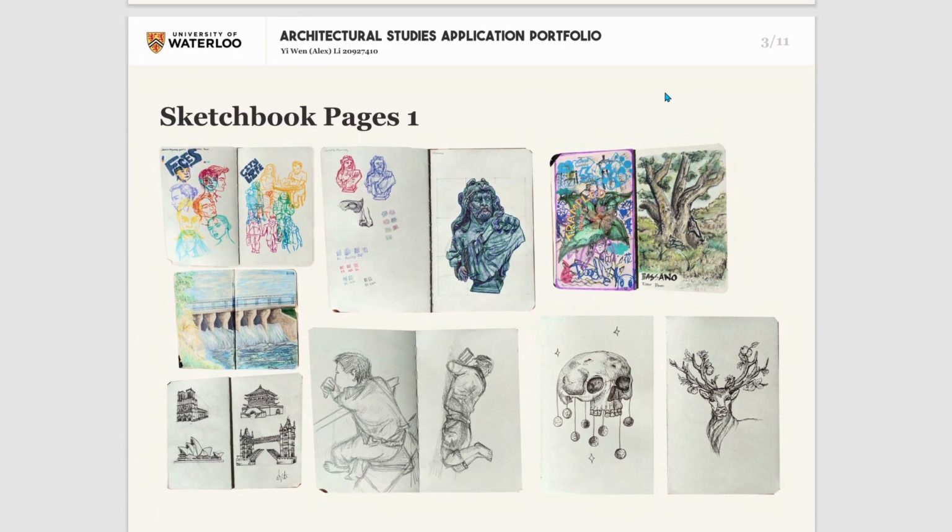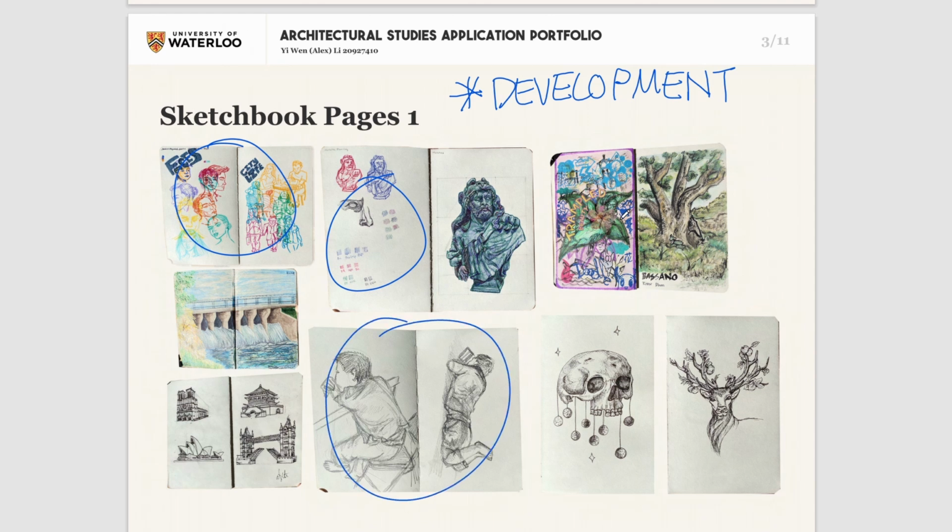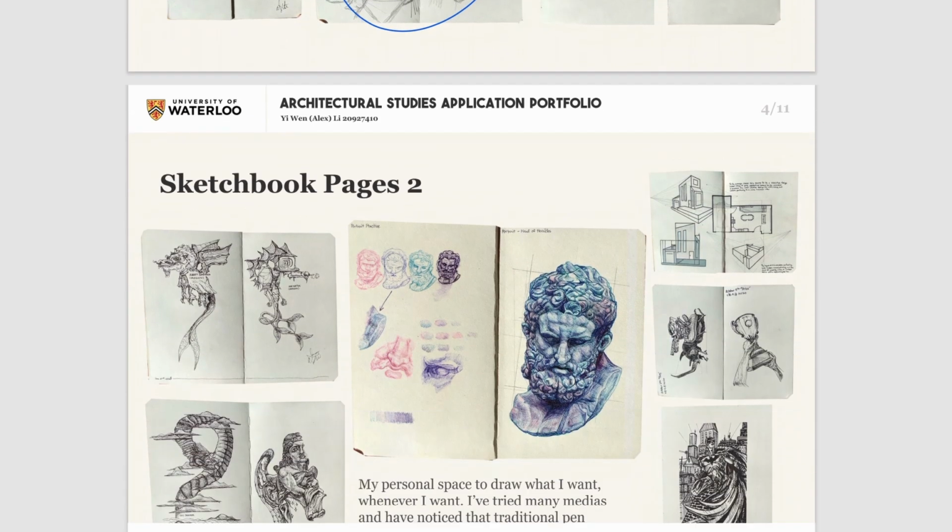Now I showed them my sketchbook pages here because they want to see development, and that is a big thing. Because they want to know how you grow. They want to see your studies. They want to see what you've tested and played around with, and things that you've done for fun, things that you've sketched based on observation, things that you've played around with. So it is always great to put in some of your sketchbook pages.